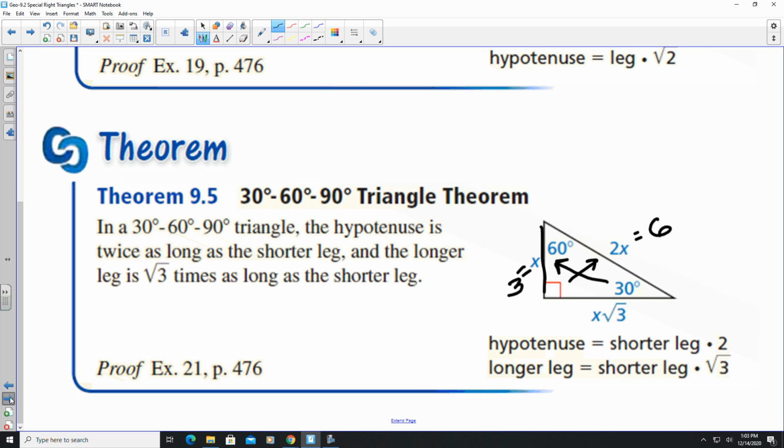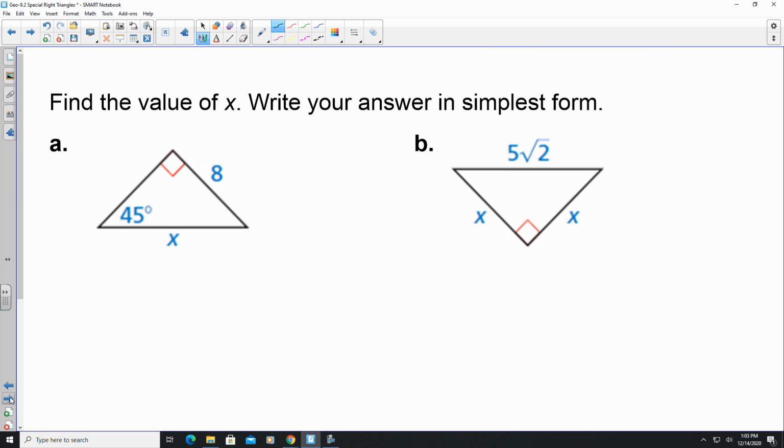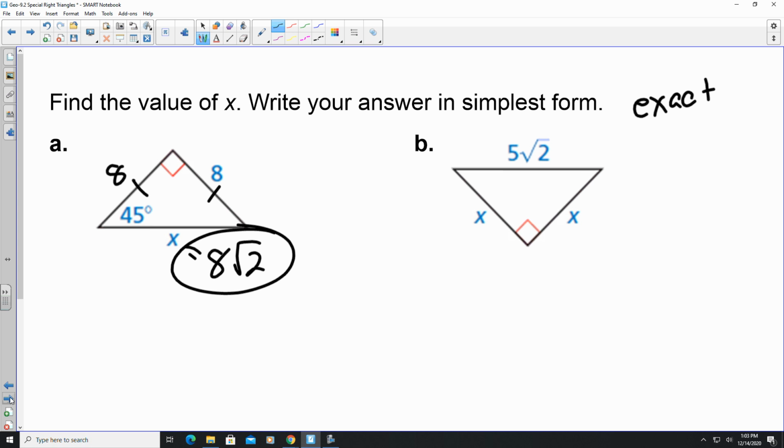With that, they want us to find the value for x and then write it in simplest form. When they want you to write it in this form, they want the exact answer. So you have to use radicals in order to solve these problems. You can't have decimals. Here, example A has a 45-degree angle, which means it's an isosceles right triangle. So both of these values are 8. The hypotenuse is going to be 8 times the square root of 2. It's just whatever the side measurement is times the square root of 2.